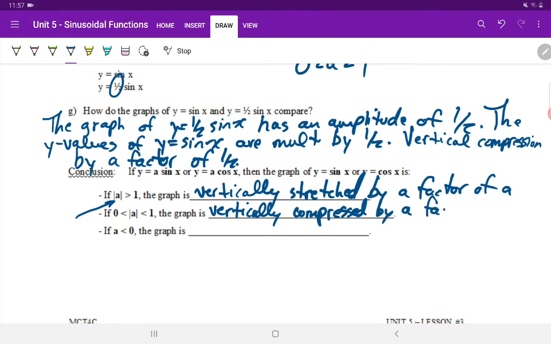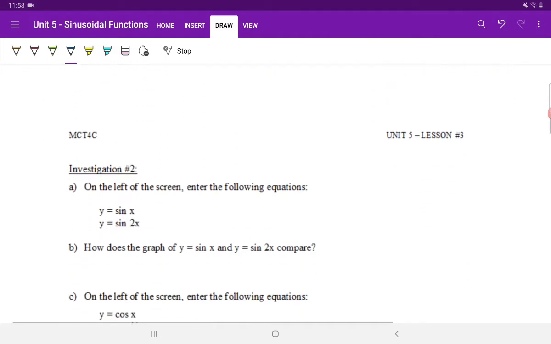By a factor of A. And if it's less than 0, then it is reflected across the x-axis. Okay, and there you have the effect that A has on our sinusoidal function.